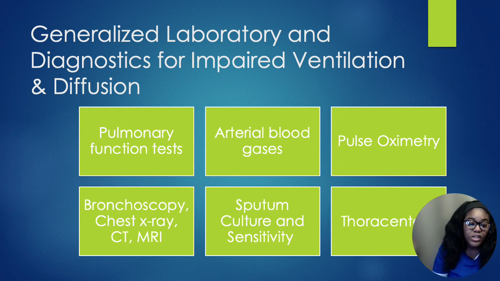So here's your generalized diagnostics for impaired ventilation and diffusion. We'll have pulmonary function tests, which determine those tidal volumes and FVC, FEV1s, and things along those lines. We'll look at arterial blood gases. We'll look at our pulse oximetry, which is our oxygen saturation. You may see individuals with bronchoscopies, x-rays, CTs, or MRIs. You'll look at sputum cultures and sensitivity tests, and you'll also look at thoracentesis. So these are generalized laboratory and diagnostics for impaired ventilation.